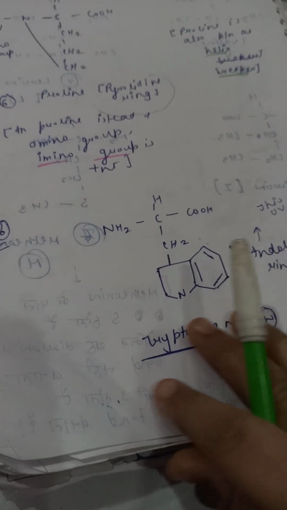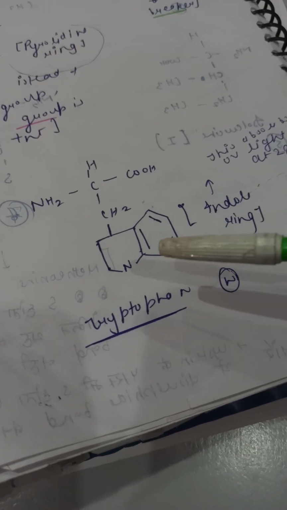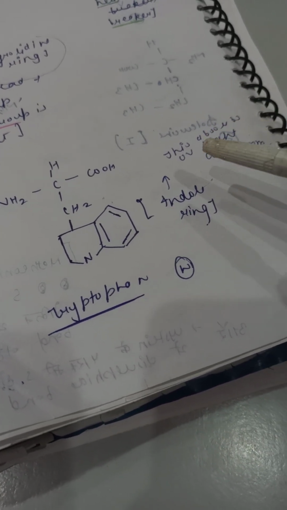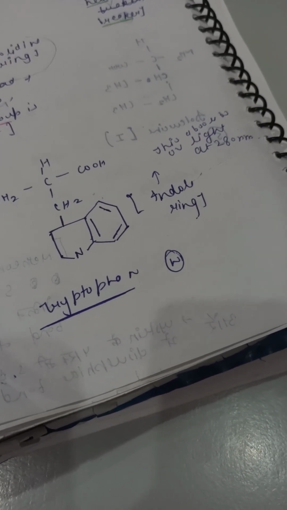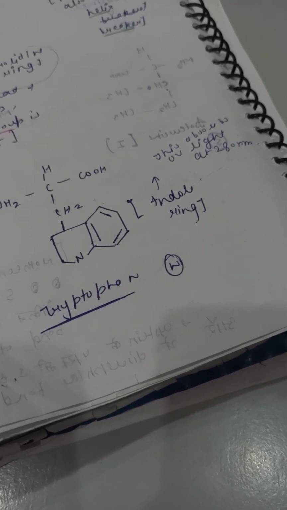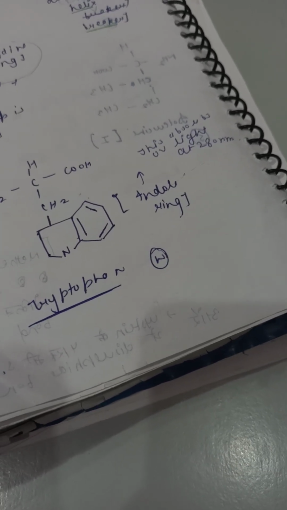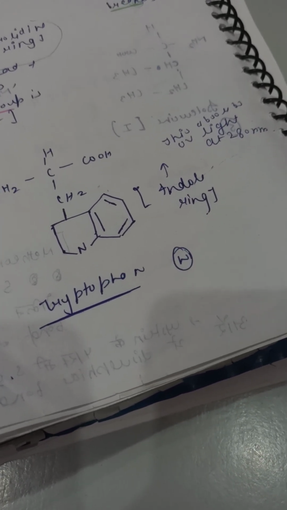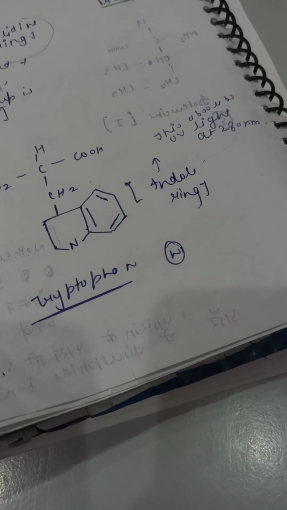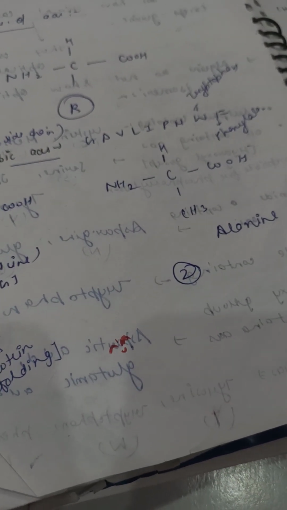In tryptophan we have an indole ring, and the indole ring absorbs ultraviolet radiation at 280 nanometer. So it is very important to know in which amino acid the indole ring is present. The indole ring is present in the amino acid tryptophan, and this indole ring absorbs ultraviolet radiation at 280 nanometer.